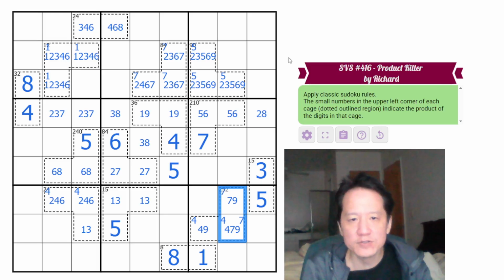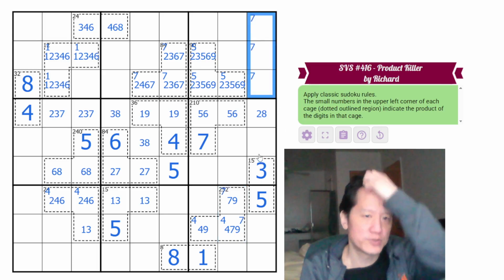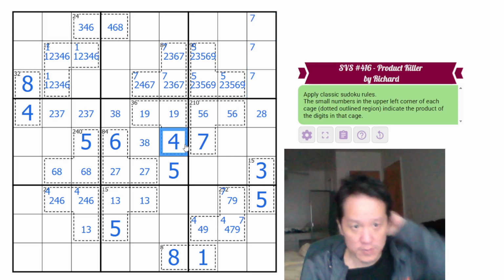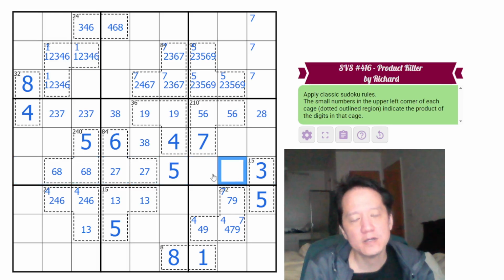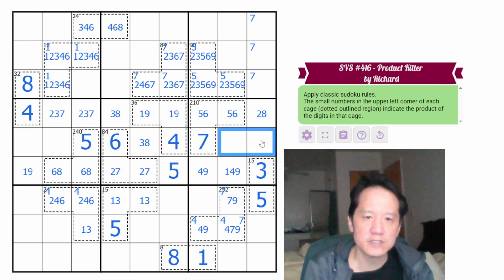Well, 7 is one of these two cells, which means 7 has to be one of those 3. The remaining digits in row 6 are 1, 4, and 9. So this can't be 4, so this is 1 or 9. This can't be 1, so this is 4 or 9, and this is 1, 4, or 9. The remaining digits here have to be 1, 2, 8, and 9.